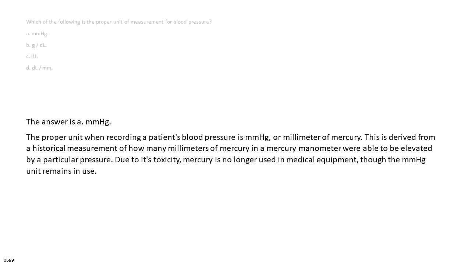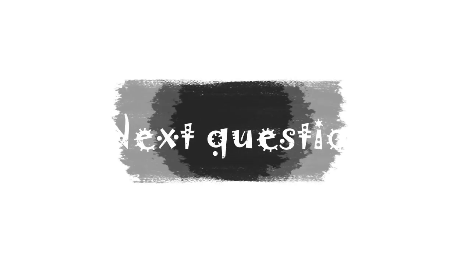The answer is A. Millimeter of mercury. The proper unit when recording a patient's blood pressure is millimeter of mercury, or mmHg. This is derived from a historical measurement of how many millimeters of mercury in a mercury manometer were able to be elevated by a particular pressure. Due to its toxicity, mercury is no longer used in medical equipment, though the millimeter of mercury unit remains in use.